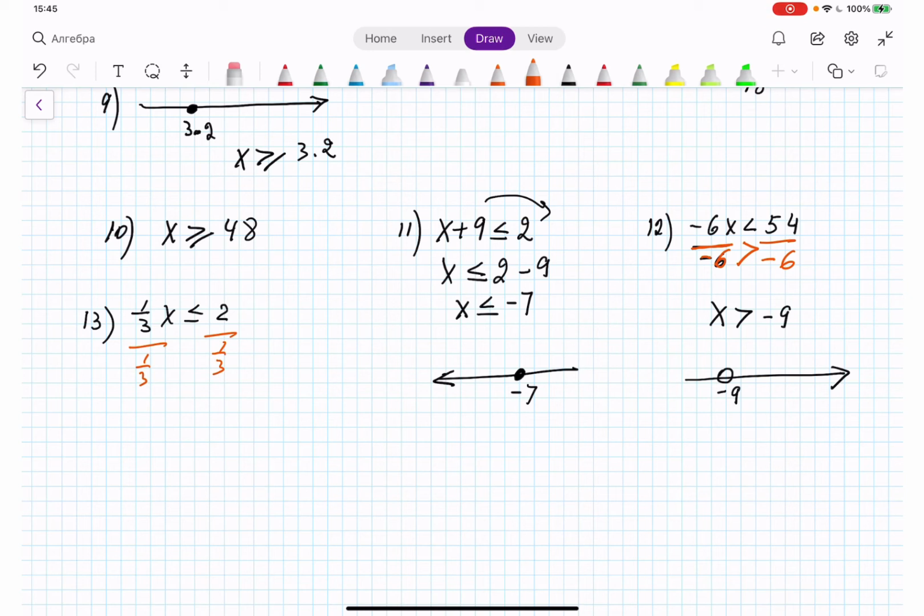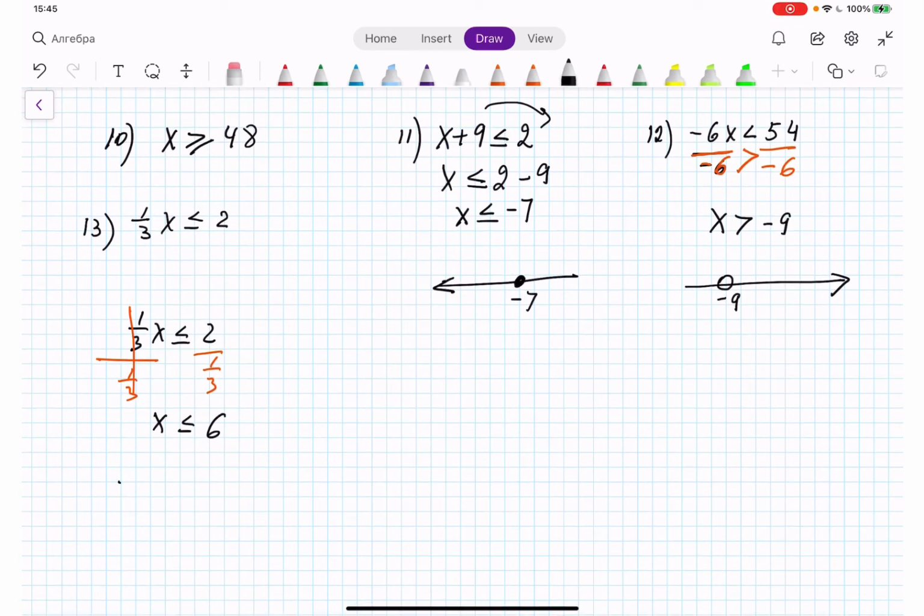So this is going to be gone. Let me rewrite the whole inequality again. Less than or equal to 2, and we divide both sides by 1/3. This is gone, and our x is less than or equal to, so we do 2 divided by 1/3, that is equal to 2 times 3/1, which is equal to 6. Yes? So x is less than or equal to 6. This is our 6 and it's a solid point because the equal sign is in there, and x is less than.